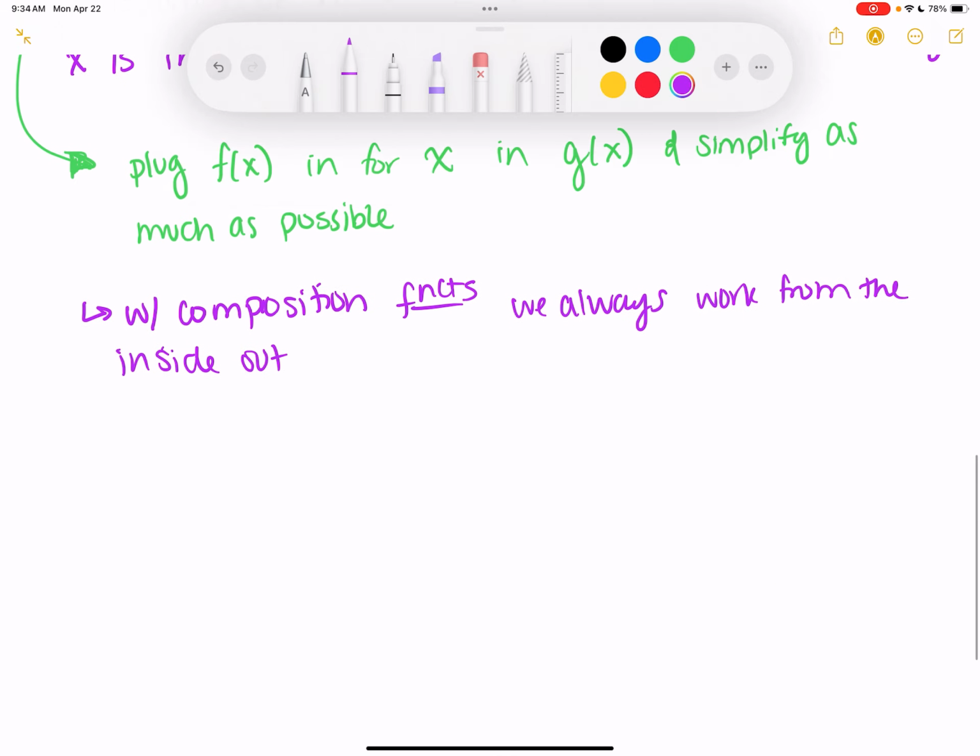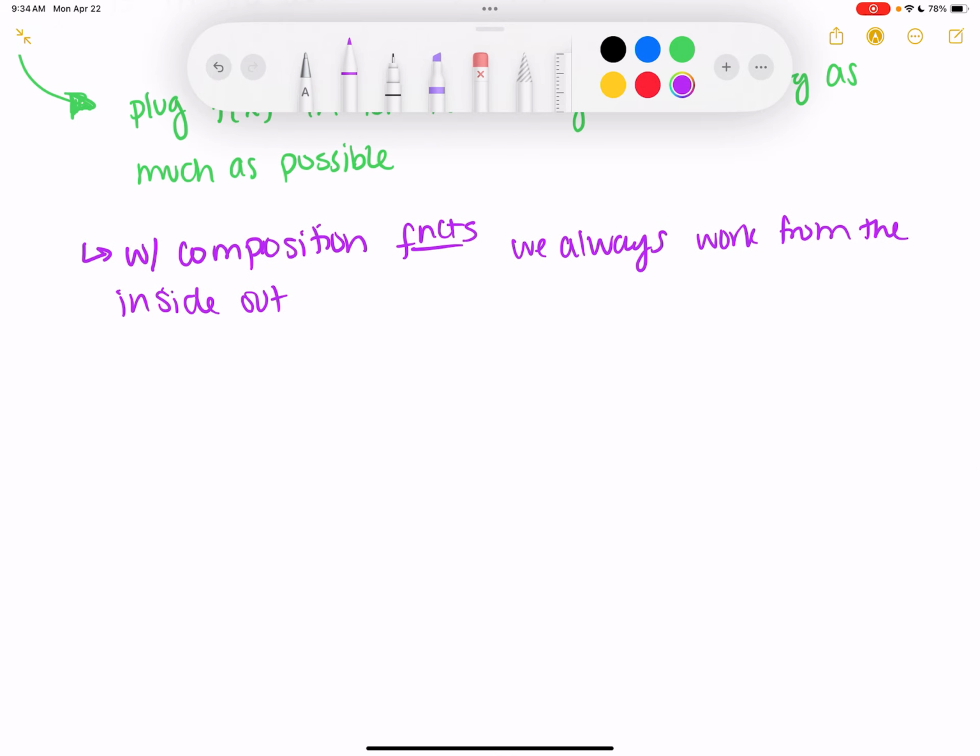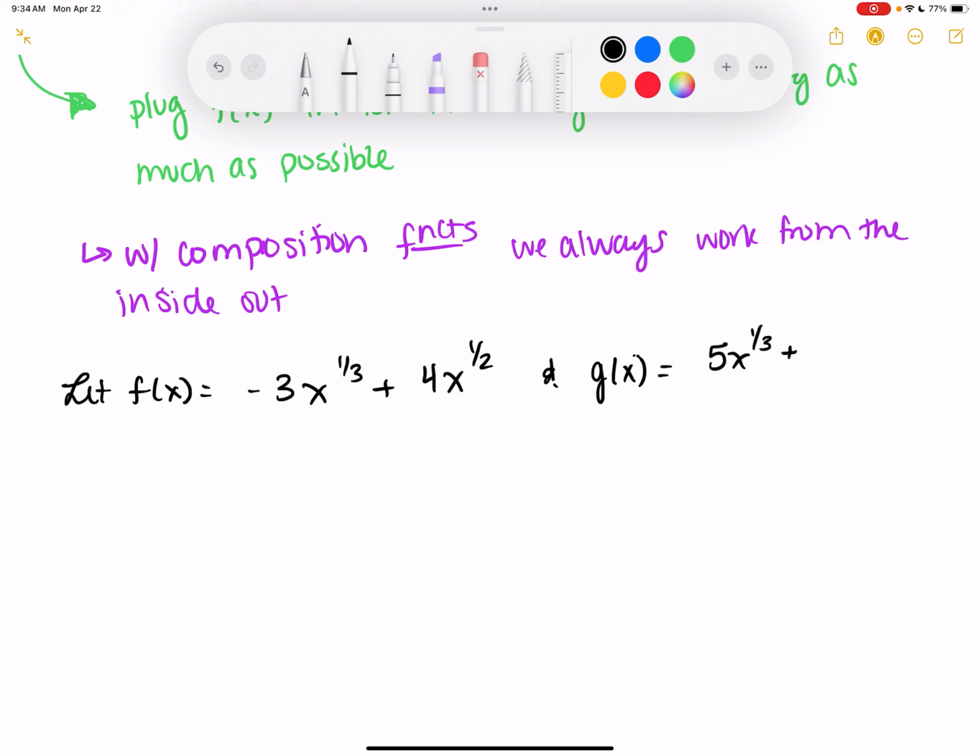The first problems say to let f(x) equal negative 3x^(1/3) plus 4x^(1/2), and g(x) is equal to 5x^(1/3) plus 4x^(1/2).